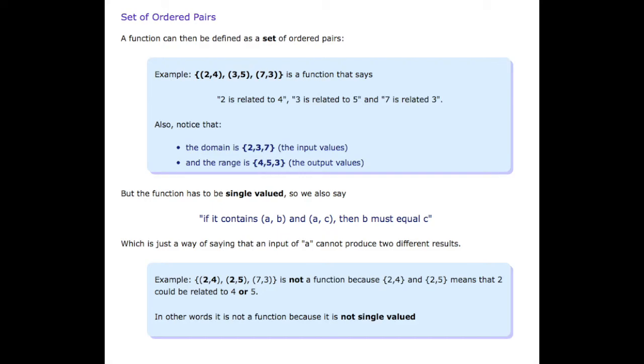But the function has to be single valued. So we also say if it contains (a, b) and (a, c), then b must equal c, which is just a way of saying that an input of a cannot produce two different results. For example, the ordered pairs 2 and 4, 2 and 5, and 7 and 3 is not a function because 2 is related to 4 and 2 is related to 5, meaning that 2 could be related to 4 or 5. In other words, it is not a function because it is not single valued.